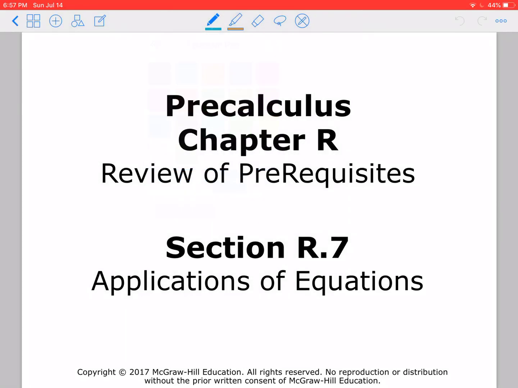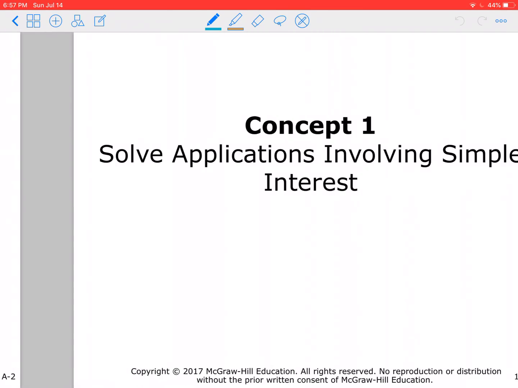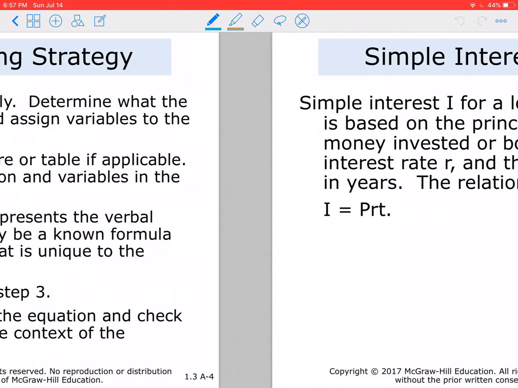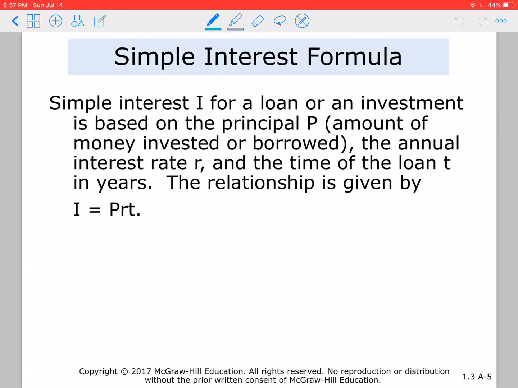Section R7 is on applications of equations. We're going to look at several different real-world word problems. So here's the problem-solving strategy, and you can pause this and read through if you'd like. We're just going to go ahead with our examples.